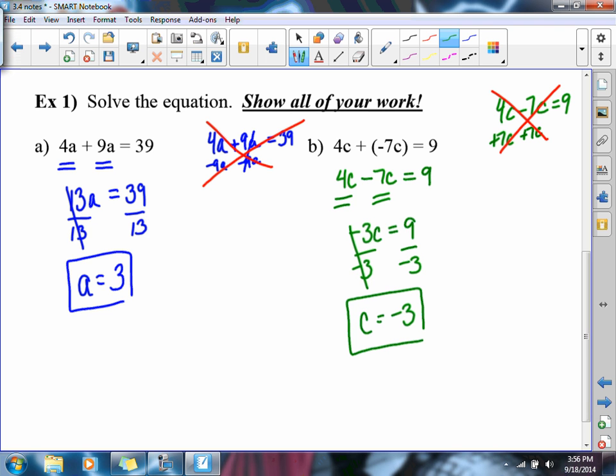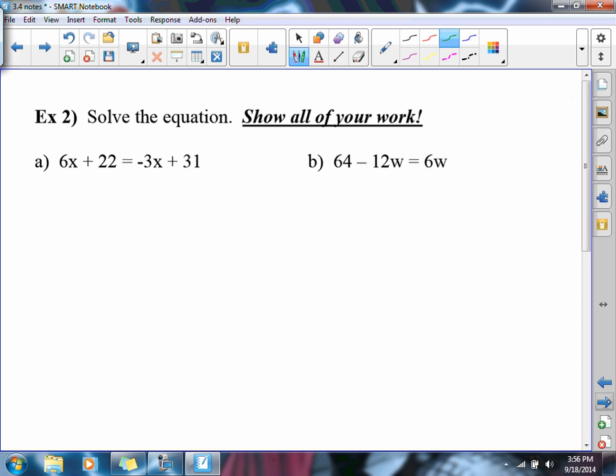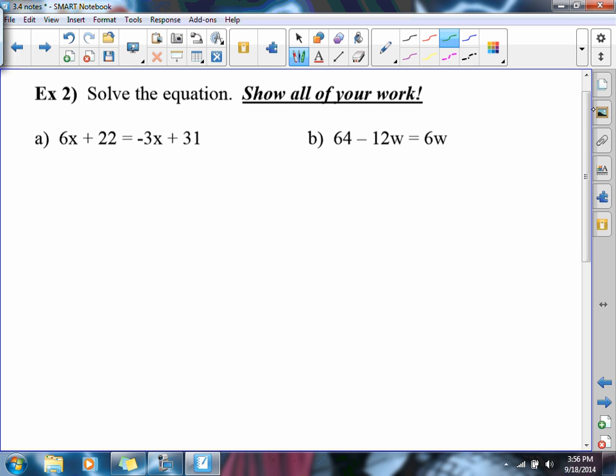Okay, so you are going to see some problems like this in your homework where all they want you to do is, on one side of the equal sign, combine your like terms. Now, in example 2, we're going to step it up just a little bit. Now the variables and the numbers aren't all on one side of the equation or all on the other side.